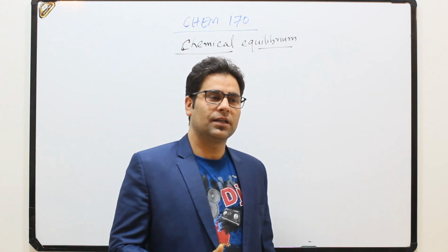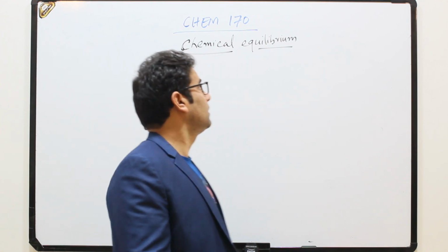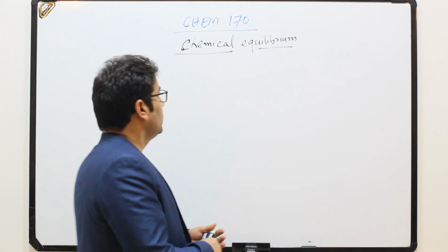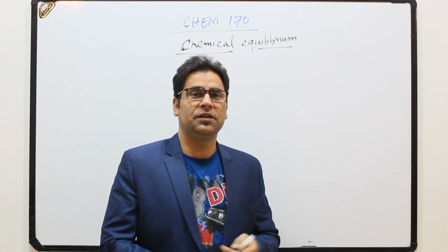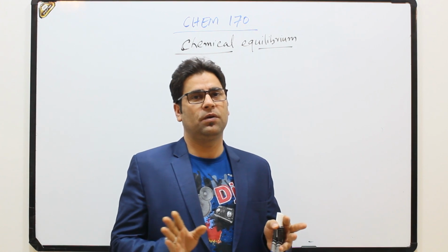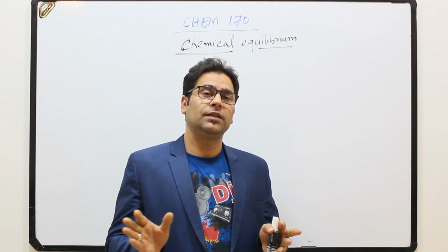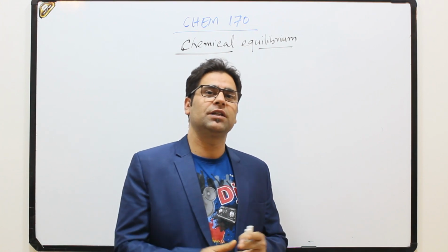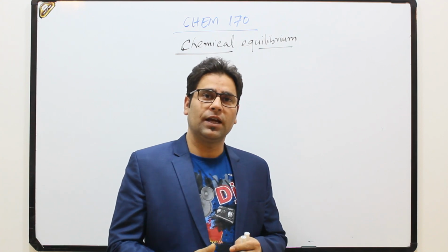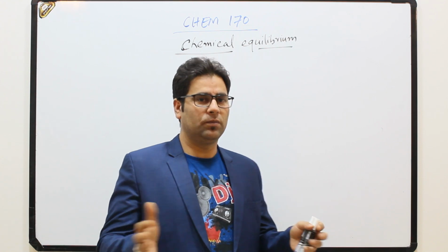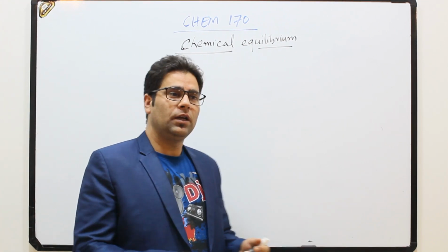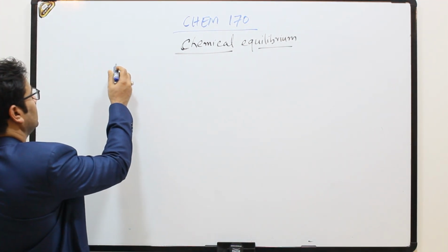Now I am going to discuss today a new chapter, that is chemical equilibrium. What is chemical equilibrium? It is when the reaction has two parts. It is a forward reaction. If the forward reaction and backward reaction are occurring at the same rate, then we say the reaction is in chemical equilibrium. So chemical equilibrium occurs, you can say like this.